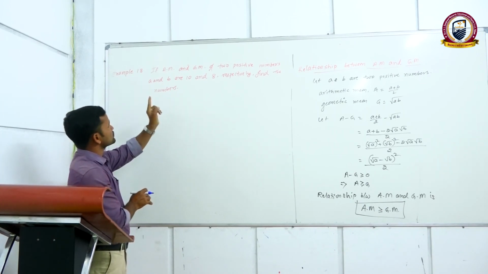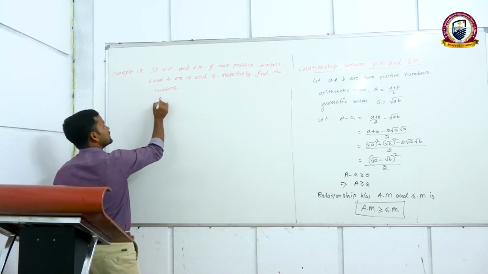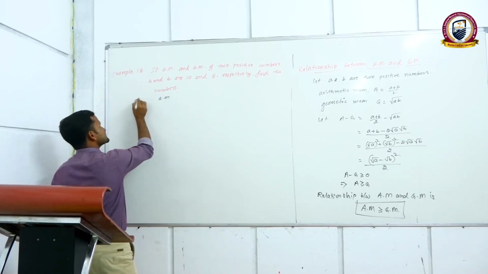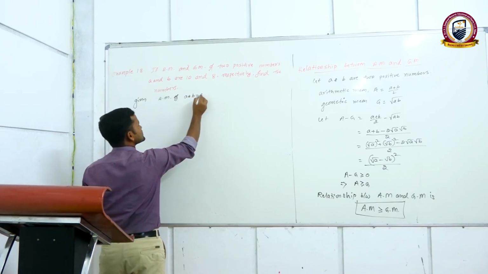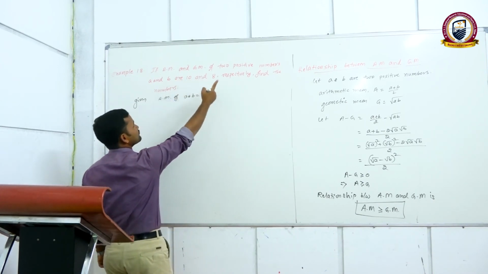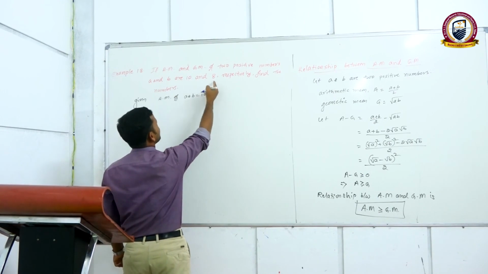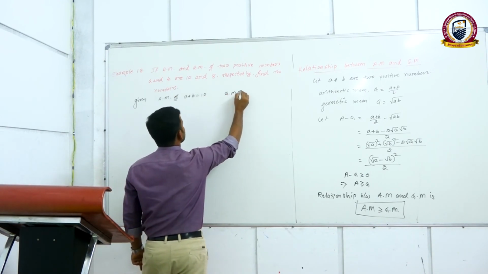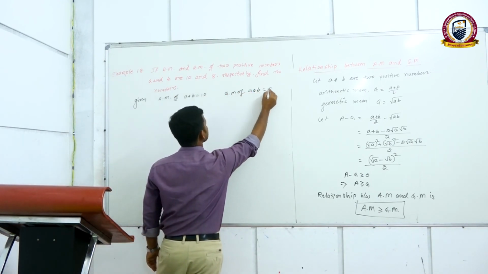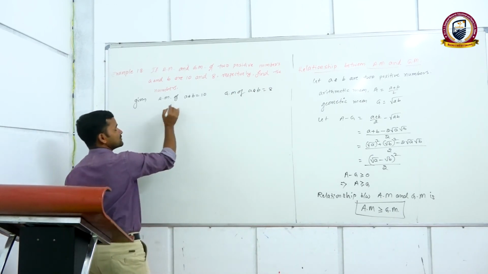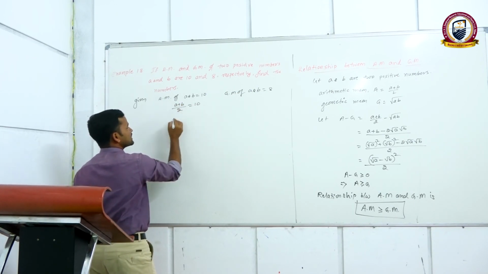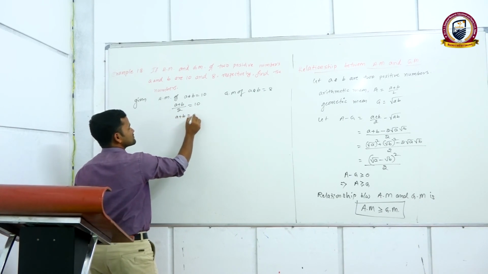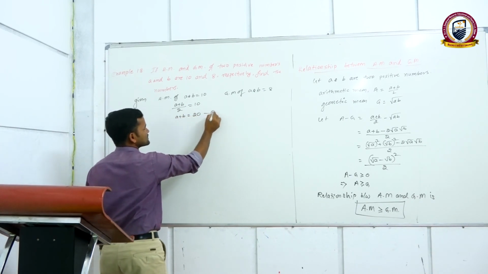Given that arithmetic mean of A and B is 10 and GM of two positive numbers is 8. What is arithmetic mean of A and B? That is nothing but a plus b by 2. A plus b by 2 is equal to 10. This means a plus b is equal to 20. Take this as equation 1.